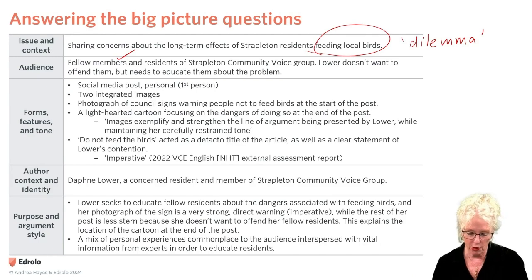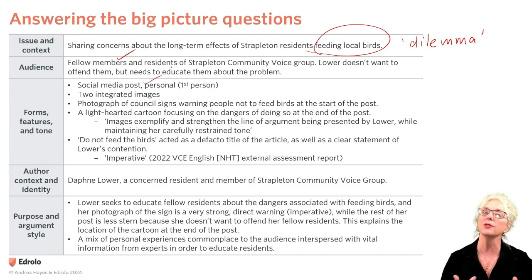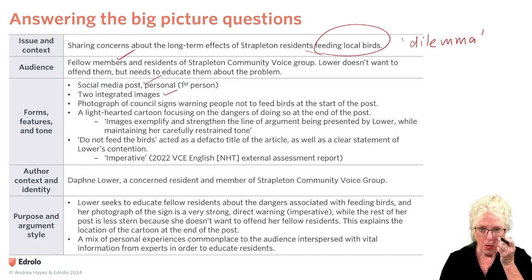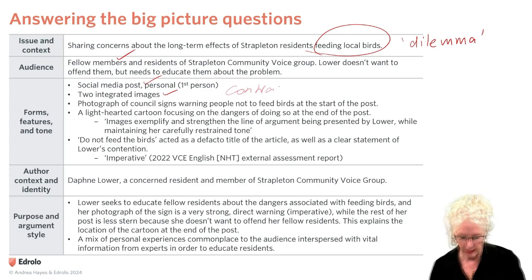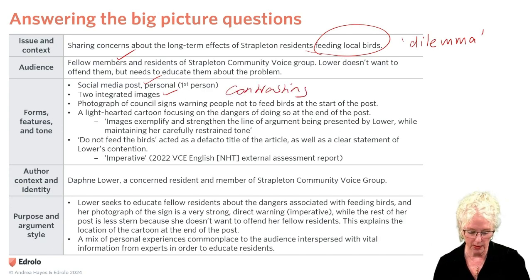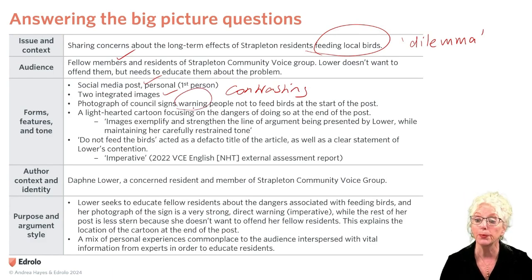We know it's a social media post, hence it's usually in first person with "I". There are 2 integrated or embedded images, and they're actually contrasting. They're very different. The photograph of the council sign warns people, so it's a warning, an ominous tone, an imperative tone: you won't be doing it, at the start of the post. And a light-hearted cartoon, focusing on the dangers of doing so, at the end of the post.